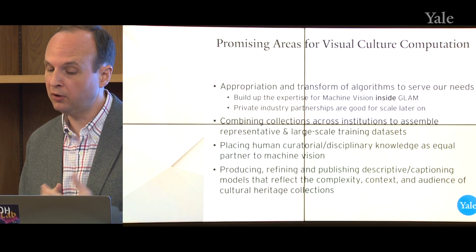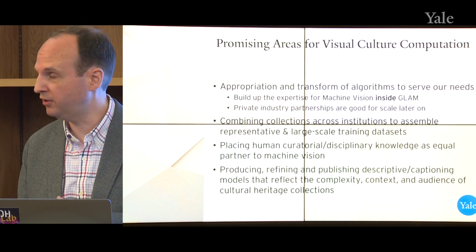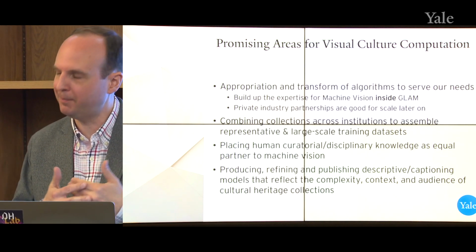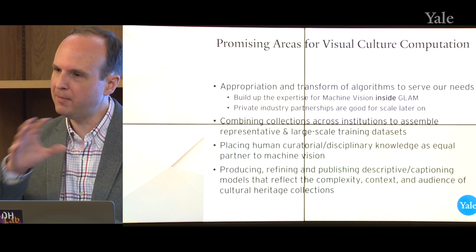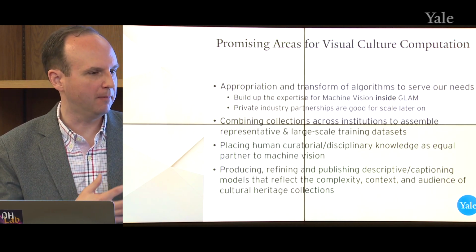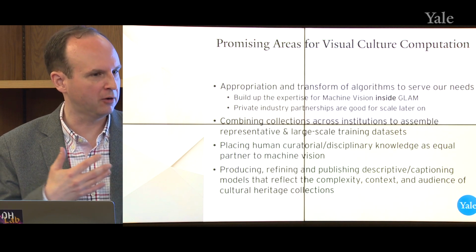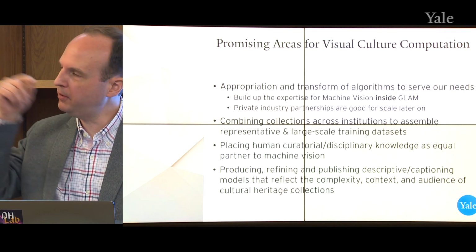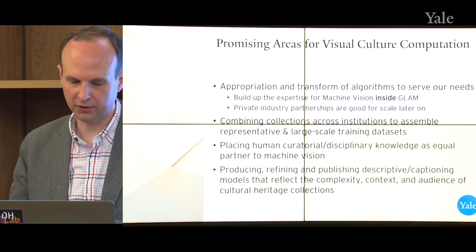Placing human curatorial and disciplinary knowledge as equal partners to machine vision, we're starting to do some baby steps towards that with being able to show metadata facets in our visualizations, rearrange to suggest multitude and complexity rather than deterministic simplicity, and let you go in with that lasso and select the things that are meaningful to you.